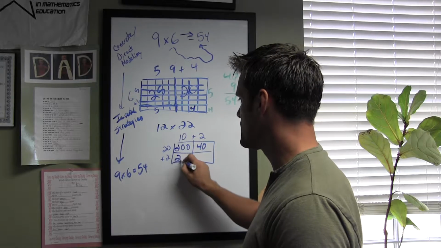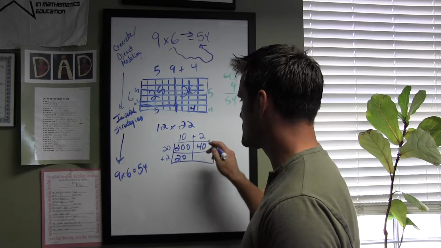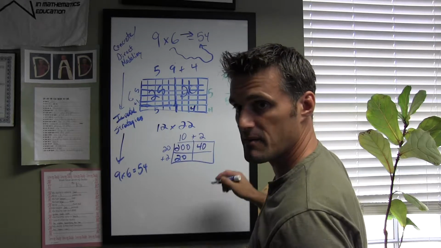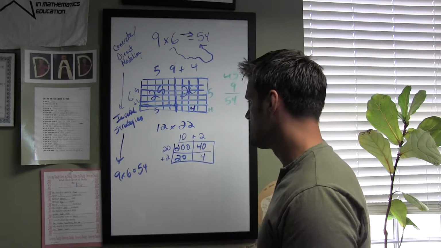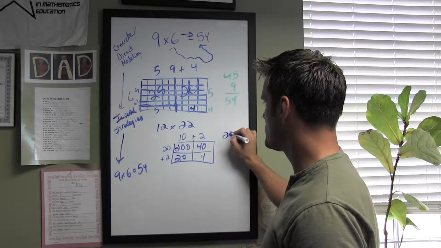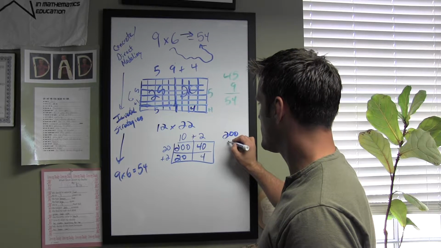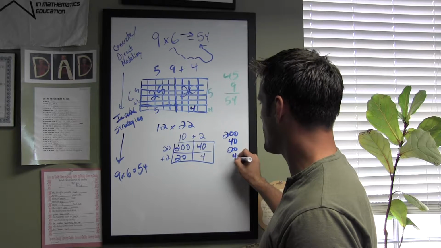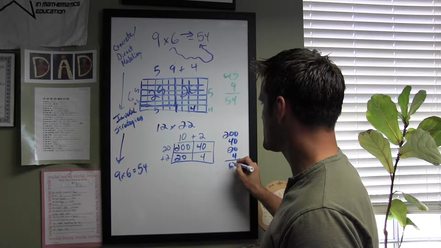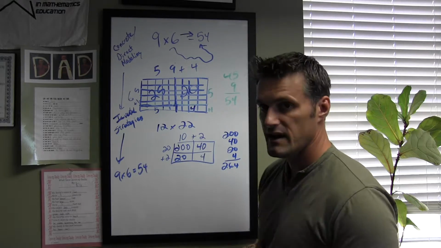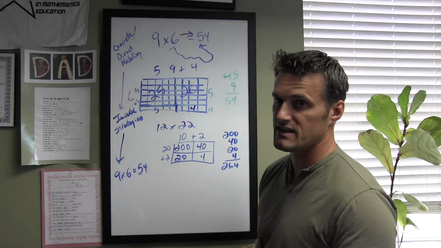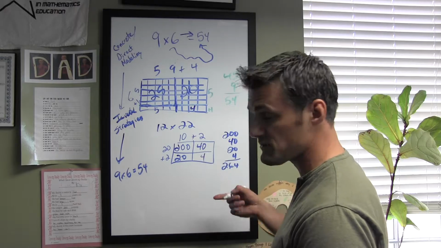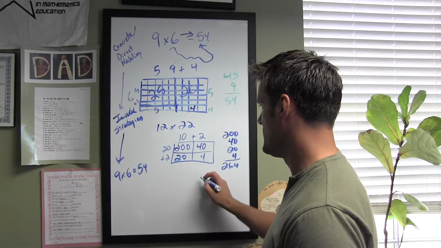10 times 2 is 20, and 2 times 2, so where the row and the column meet is where I'm multiplying, is 4. And now I just add them up. I've got 200, I've got 40, I've got 20, and I've got 4. That's 264. Now some of you might say, hey, I would just stack them and multiply them, which is the same, and actually we did the same exact stuff doing this.